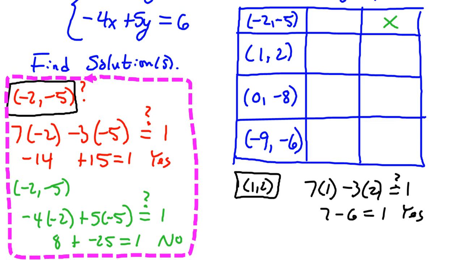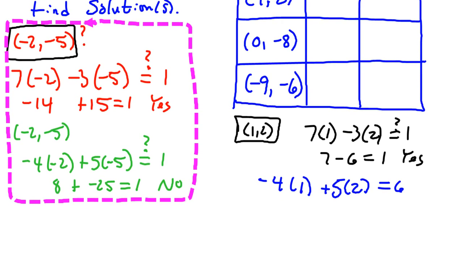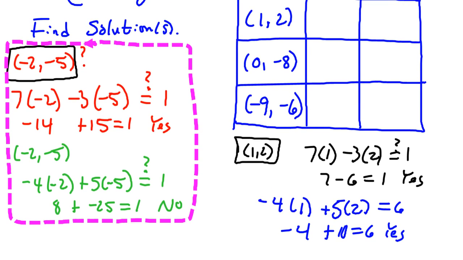Okay, and then we'll plug the point 1, 2 into the next equation. So that is -4 times 1 plus 5 times 2. Does that equal 6? So that's -4 plus 10. Does that equal 6? I believe it does. So 2 yeses. So that means that ordered pair would be a yes. So we check that one off there.